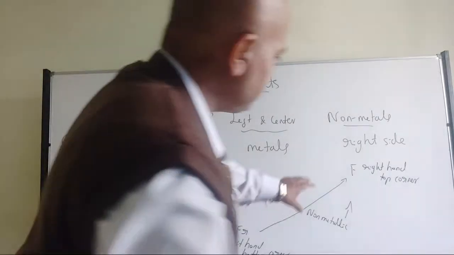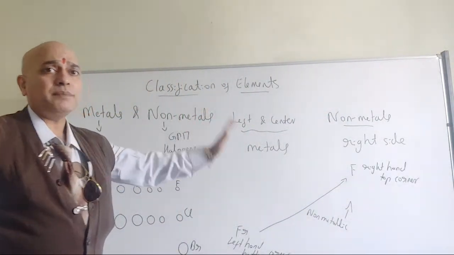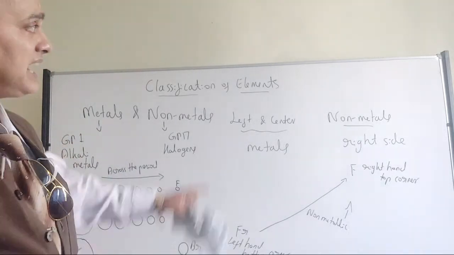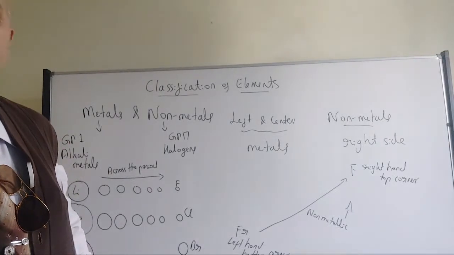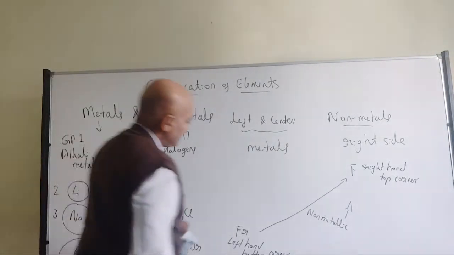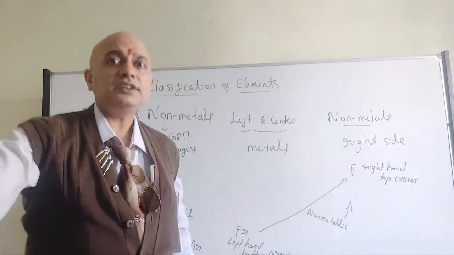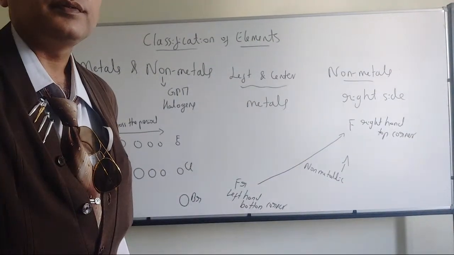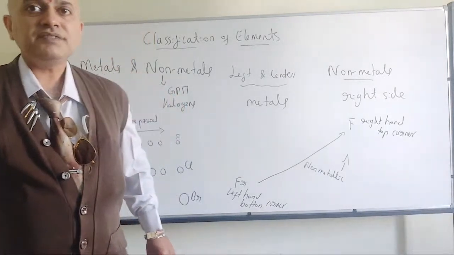Otherwise, if it is making you confused, you can just mention that on the left and middle of the periodic table we can find the metals, and on the right hand side we can find the non-metals. Even that is fine. All of you have understood? Any doubts? So that's where we have the metals and non-metals.